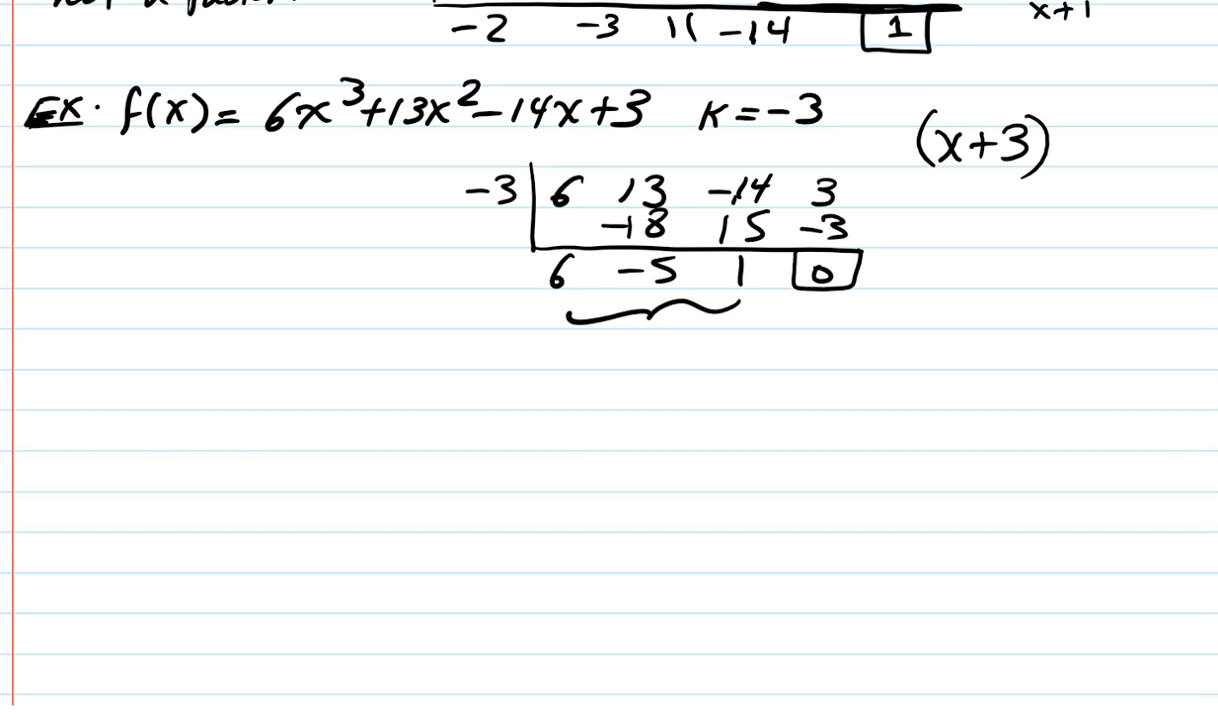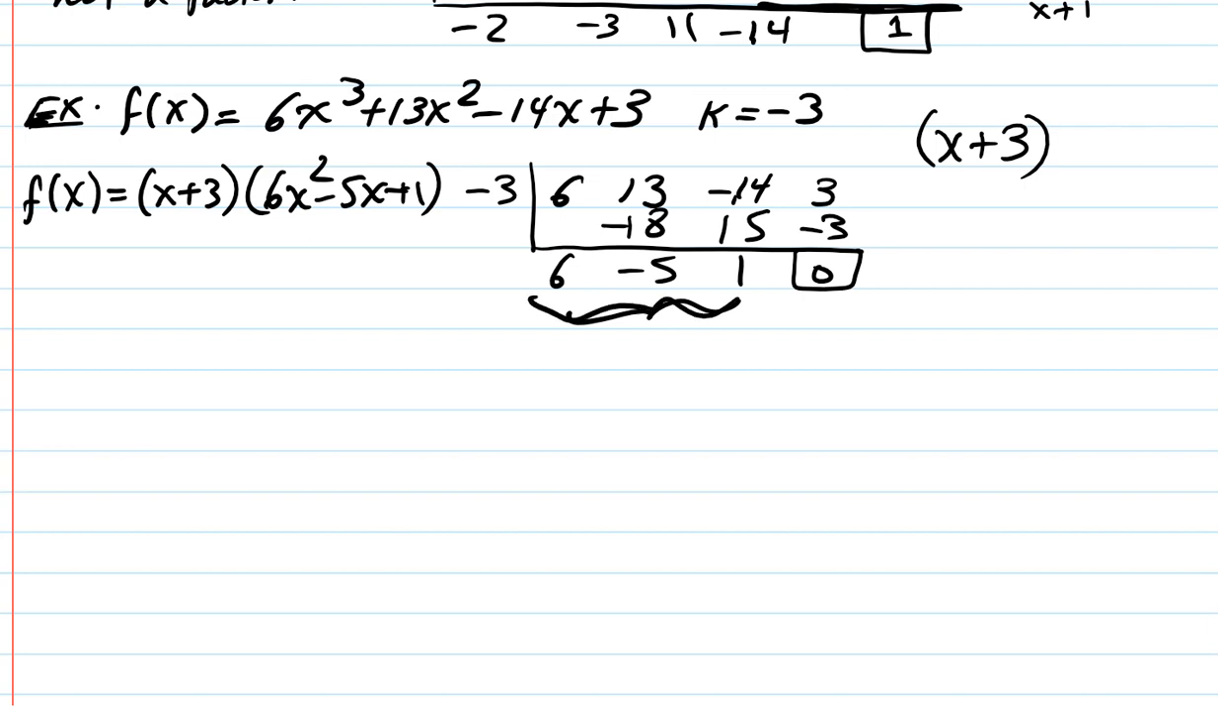So yes, f of x right now is written as the product of the factor x plus 3 times 6x squared minus 5x plus 1. Remember, these are the coefficients of the quotient. Because this was x cubed, the degree of the term starting with 6 is going to be 1 less than that, which makes it 6x squared. And once we're down to a quadratic, usually we try to factor the quadratic.